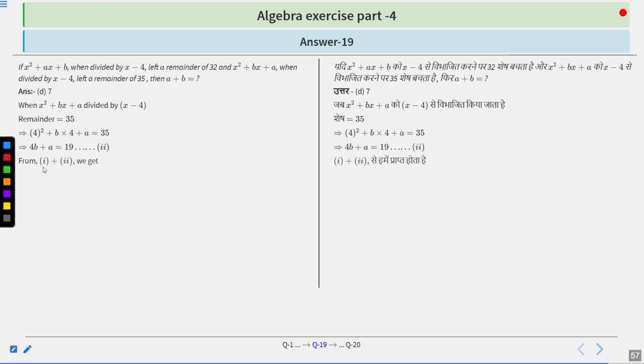So adding the first equation and the second equation, we get 5a plus 5b equal to 35. Therefore, a plus b is 35 upon 5, that is 7. Therefore, option number D is the correct answer.